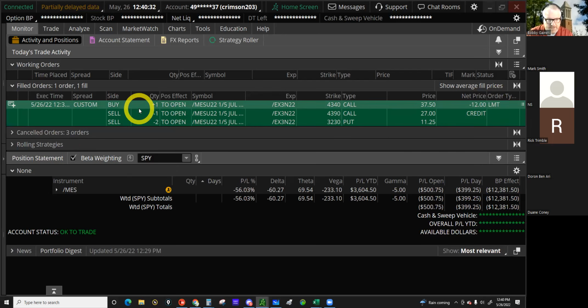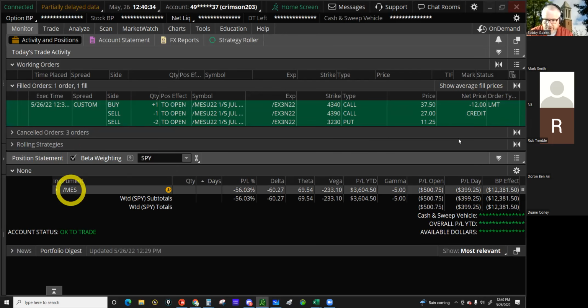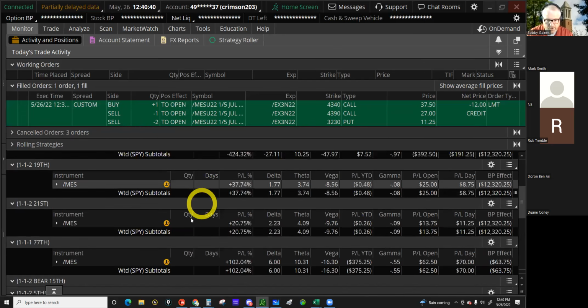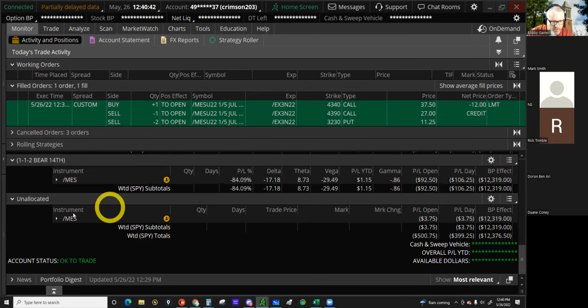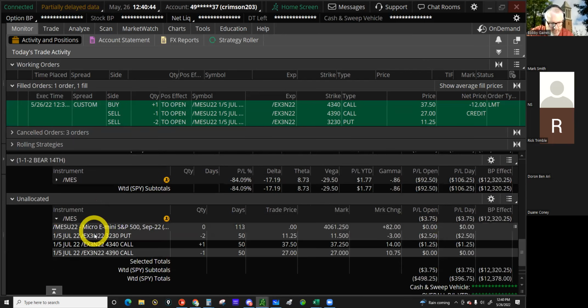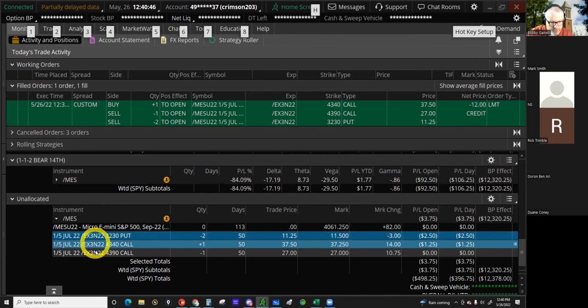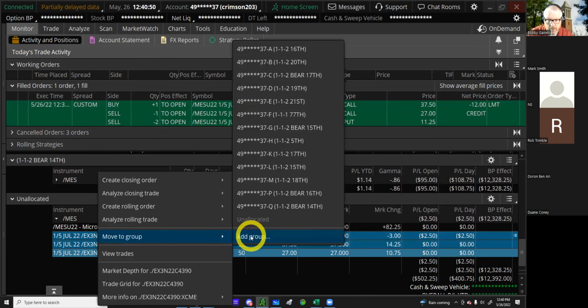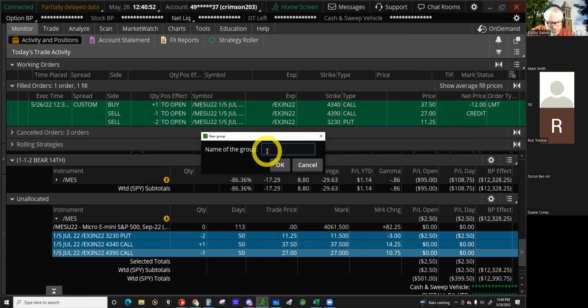All right. So let's put it in its little group. So let's do our groups now. Check out our groups. So we're going to do this 112 bear 1 or 112 bull 1. My bad. Control, right click, add the group. 112 bull 1. Now, all right, we got a trade in there.